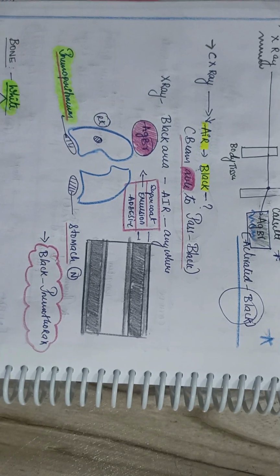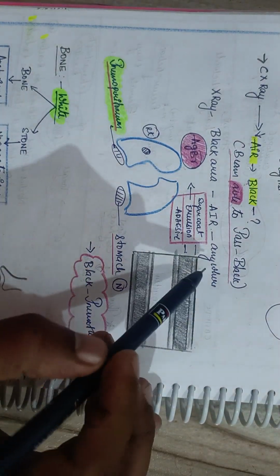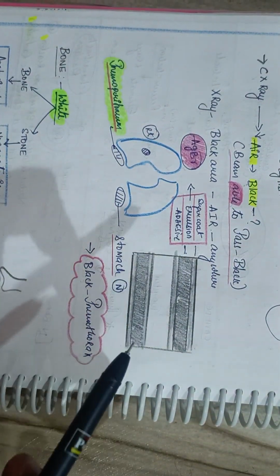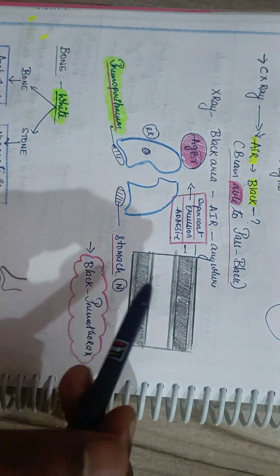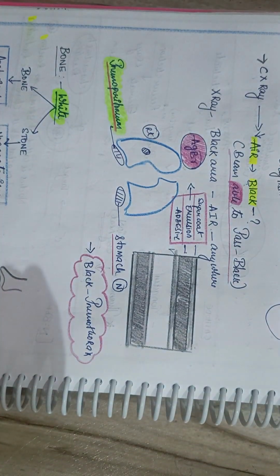Now the next important aspect: the X-rays give a black area. Remember that in the film you have a super coat, you have an emulsion, and you have an adhesive. Okay, so that's a basic point.